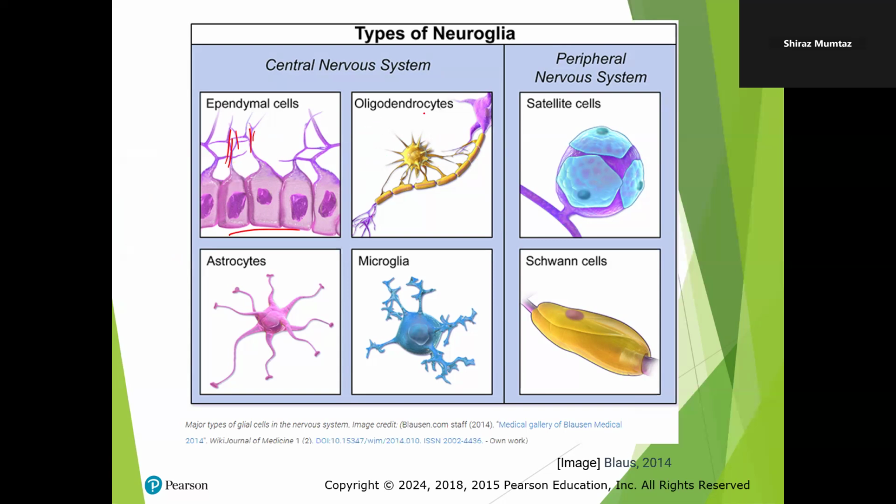We're going to go through everything, just to show you how those microglial cells look microscopically. We are also going to discuss the satellite cells and the Schwann cells, because they are neuroglia, but not for the central nervous system, which is the brain and the spinal cord.